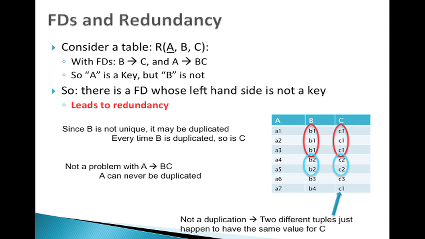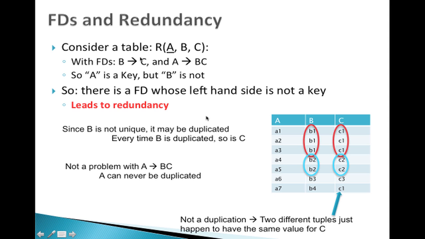So consider a table R(A, B, C), a relation R with three attributes. And let's say that we have functional dependencies that B implies C and A implies BC. Note that A implies BC is equivalent to saying that A is a primary key or a candidate key, because this will guarantee that A has to be unique. But B is not a key. So A is a key, but B is not a key because we might have duplicated values of B as shown here.